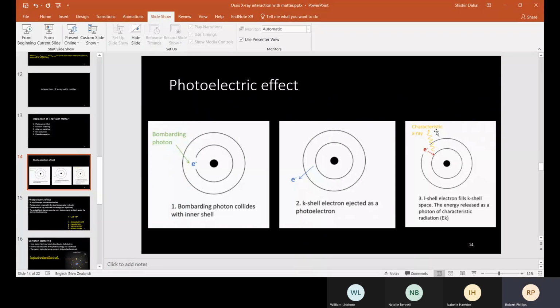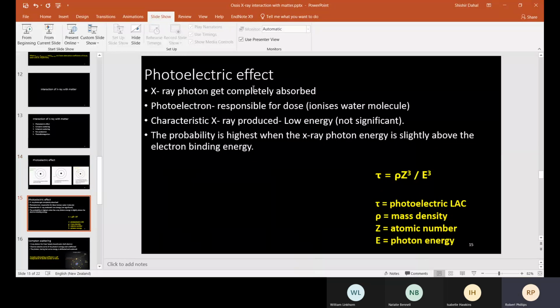It's a characteristic X-ray. So just to restate that, in the photoelectric effect, the X-ray photon gets completely absorbed. The photoelectron, that is the ejected electron, is responsible for the dose to the patient because it ionizes water molecules. Characteristic X-ray is produced, but it's of low energy and so doesn't have any significance.